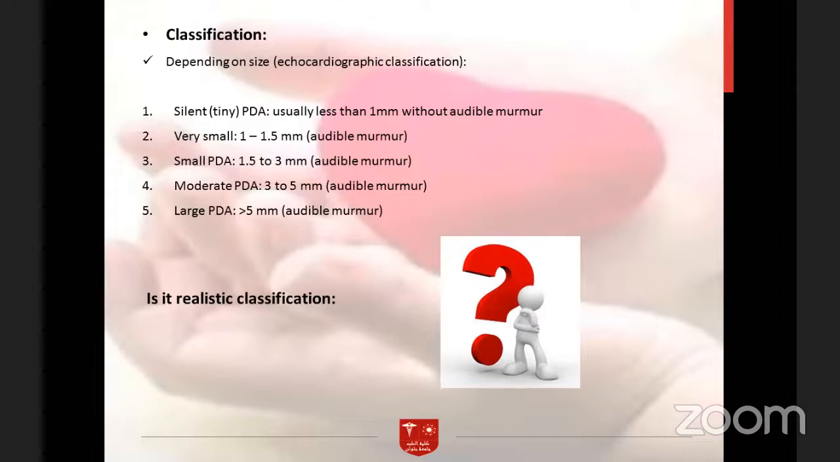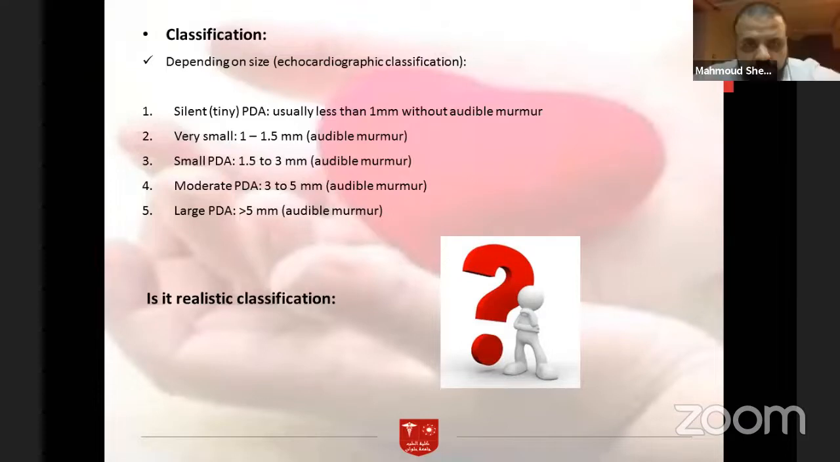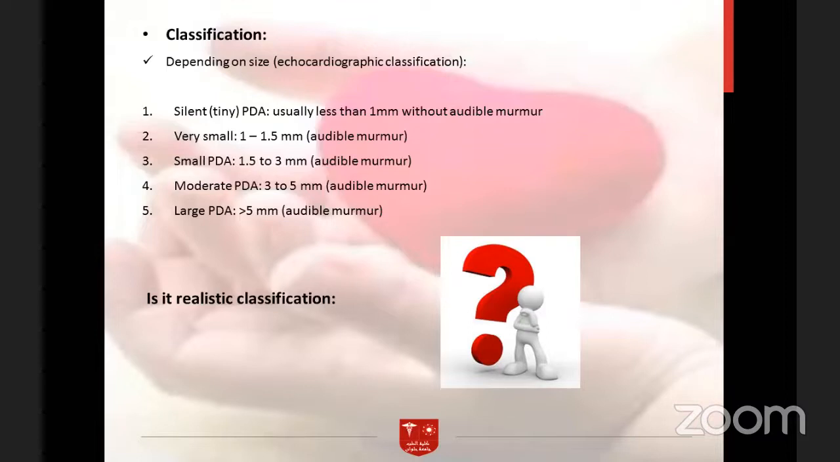However, it is somewhat arbitrary and shouldn't be relied on in deciding the further management, the mode and timing of closure, because it misses a lot of variables, including the weight of the baby, the pressure gradient across the PDA, the hemodynamic effect on the left side, and the pulmonary artery pressure. So we shouldn't depend only on the size, and we should always assess all other parameters.